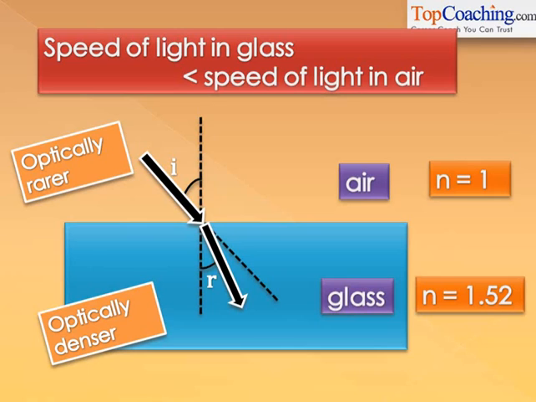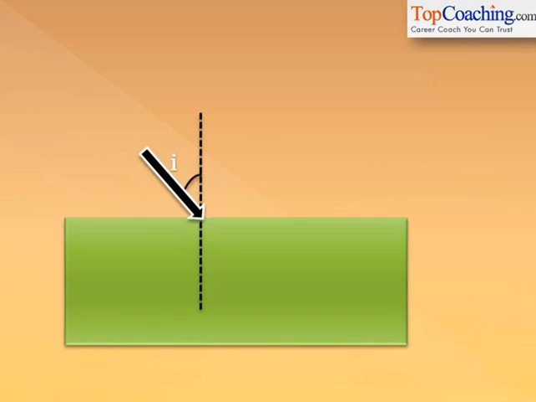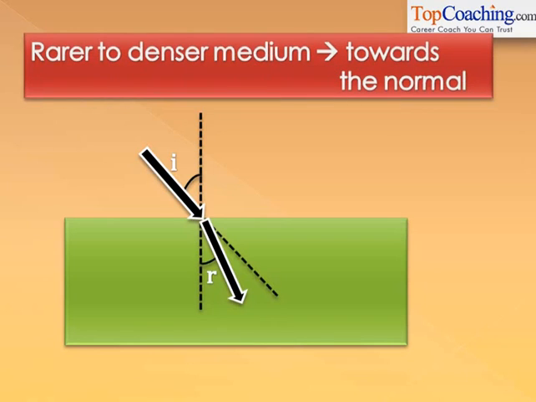And yet another important fact you must remember is this. When light travels from a rarer to a denser medium, from an optically rarer to an optically denser medium, the light ray bends towards the normal. Understood? This is an important fact.